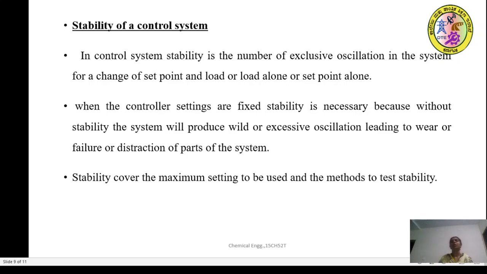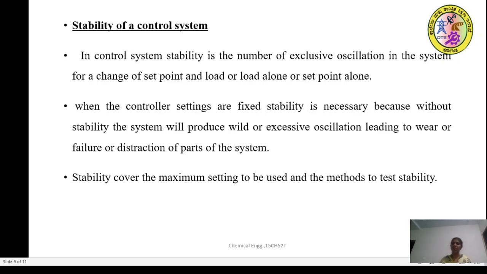Now, coming to the stability of the control system. Just now we have learnt what an open loop control system and a closed loop control system are. Stability is how stable the system is when the process is running, or when the control mode of action is running in a particular system. In a control system, stability is the number of oscillations in the system for a change of set point and load, or the load alone, or the set point alone.